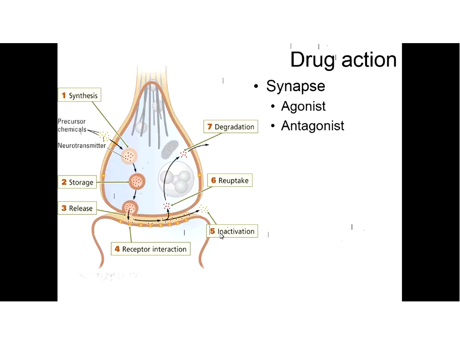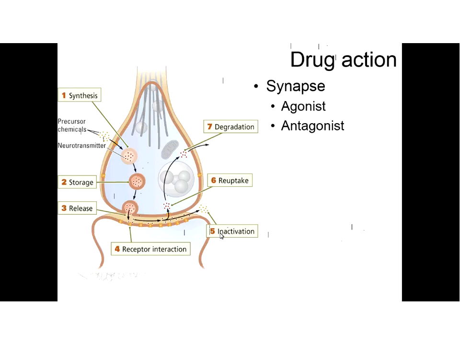And reuptake, another way that we inactivate the neurotransmitter, is where the neurotransmitter is normally reabsorbed presynaptically. There are drugs that prevent that reabsorption, or reuptake, and those would provide a situation where there would be more neurotransmitter in the synaptic cleft, and that would enhance neurotransmission. So anything that prevents reuptake would be an agonist. They would be helping that in that regard.